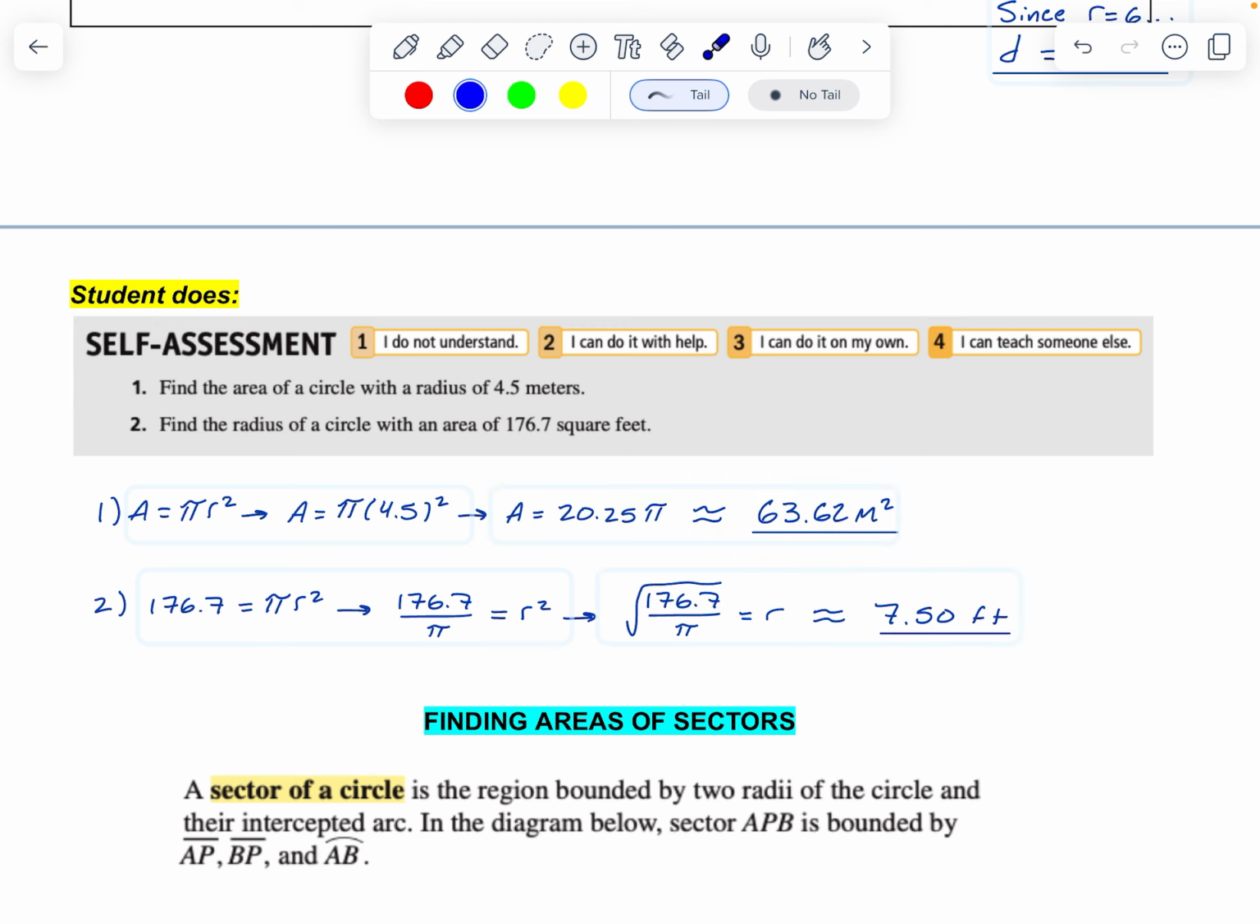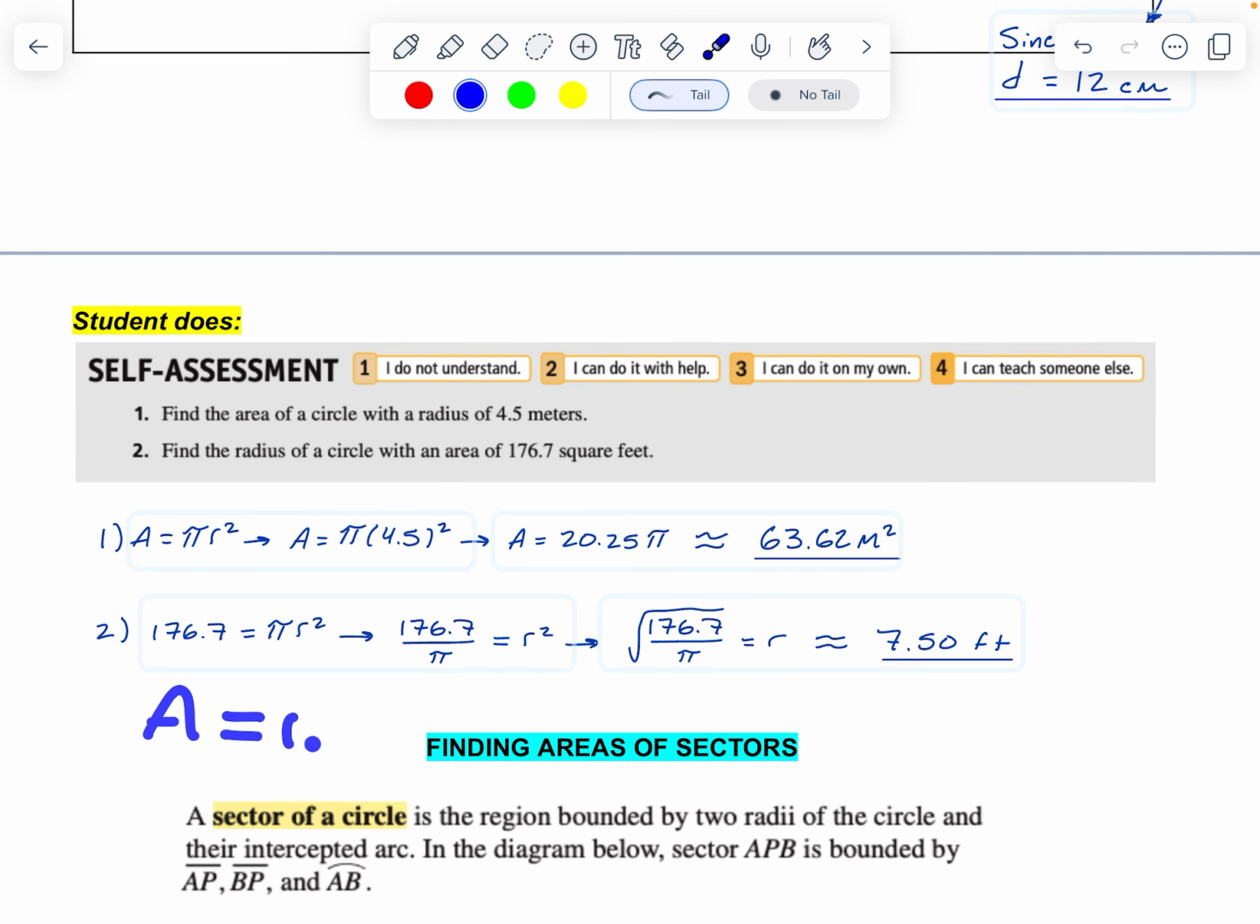Talking through them a little briefly here. Area is equal to pi r squared. You're given the radius. Just throw it in there. 4.5 squared is 20.25. Your area would be 20.25 pi, which is approximately 63.62.